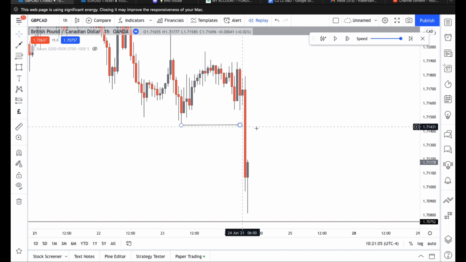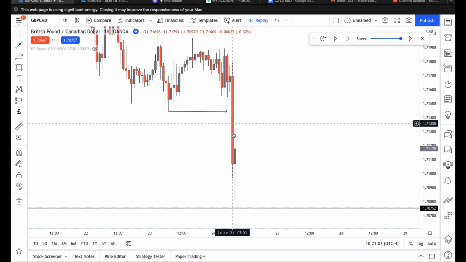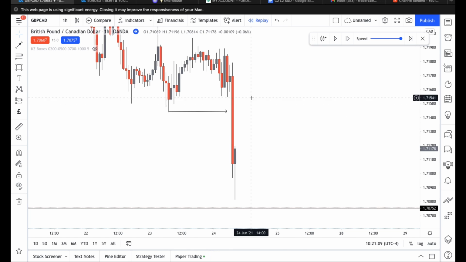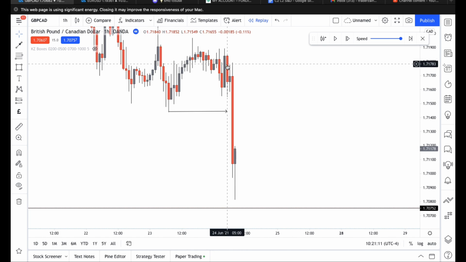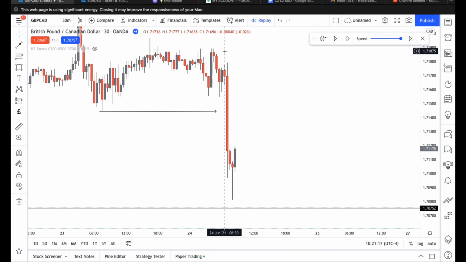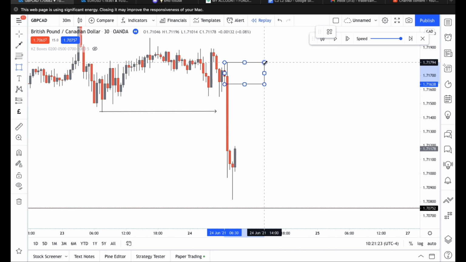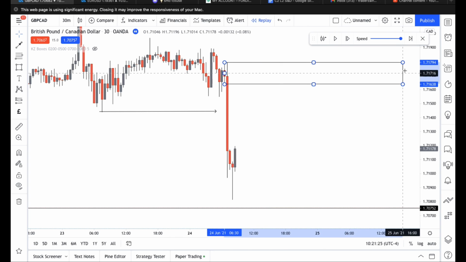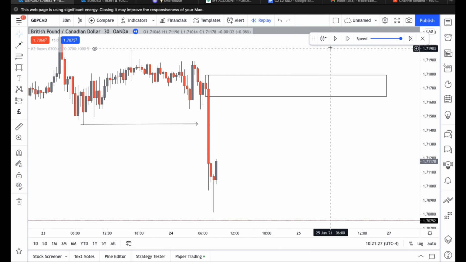So one, we have that break of structure. Two, we have all of this imbalance. So we now know price has to pull back to fill in this imbalance, right? And what do we see right over here? A beautiful indecision candle, right? Even cleaner on the 30-minute. So you'd mark out that indecision candle, right? And now we'll wait for price to pull back.